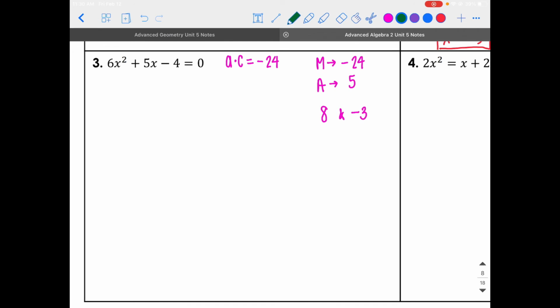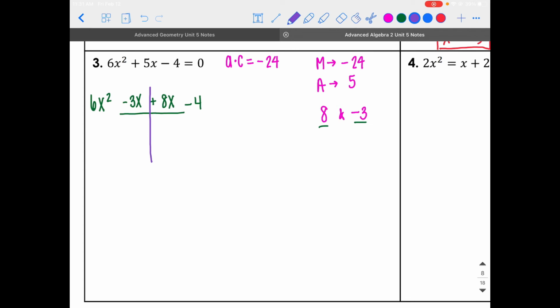So I am going to go back to my quadratic, bring down the 6x squared, bring down the negative 4, and then I'm going to put my 8 and negative 3 in the middle. Here's a little thing that I prefer to do. If I have one of them that's negative, I like to write that one first. Negative 3x. And then plus 8x. It doesn't really matter, but I think it's better to do it that way.